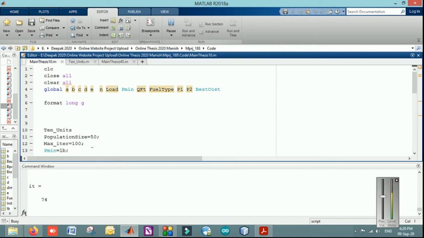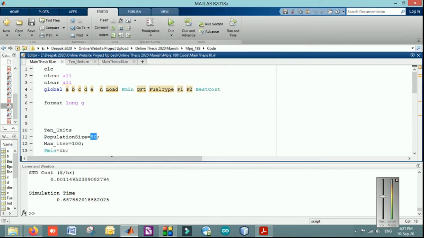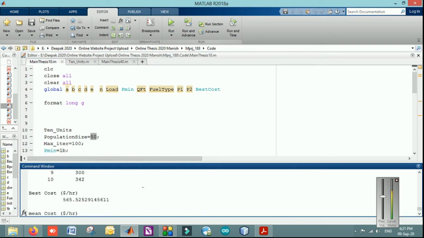It is processing its iterations, and the total number of iterations given by my side is 100. The total initial population is 50. Those people who are aware of optimization algorithms might know what exactly the population and the iterations are. You can see the cost generated in dollars per hour, which is reducing as the iterations change. As the iterations are processed, the cost is reduced, which is the main objective of economic load dispatch. The results are shown there: the best cost we have achieved, the mean cost, the worst cost, standard deviation, simulation time, etc.